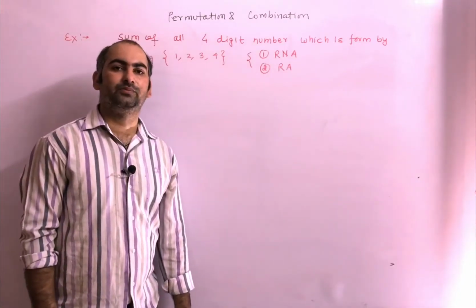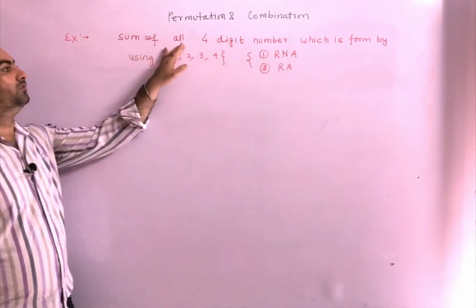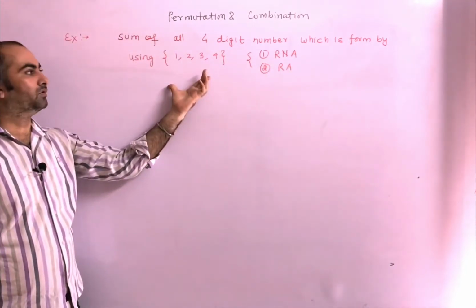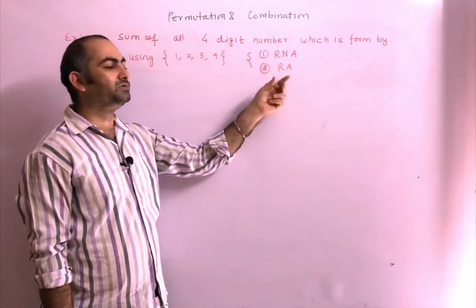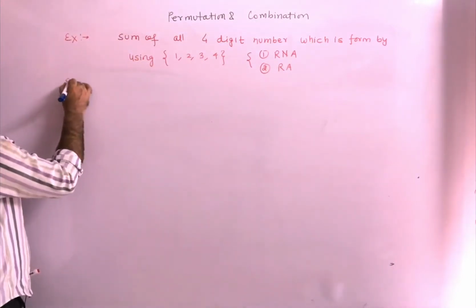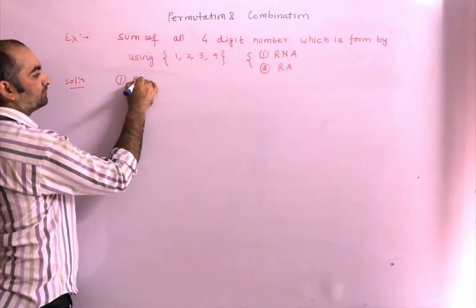In this lecture, we are doing problems based on summation. So first problem is: sum of all 4-digit numbers which are formed by using 1, 2, 3, 4. Here we have two parts: repetition not allowed, and second, repetition allowed. So first we are doing repetition not allowed. Now solution.